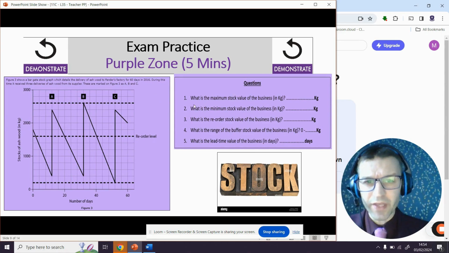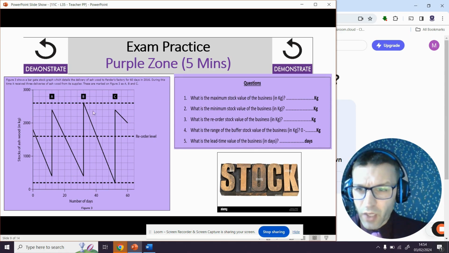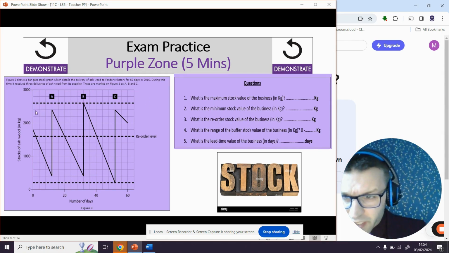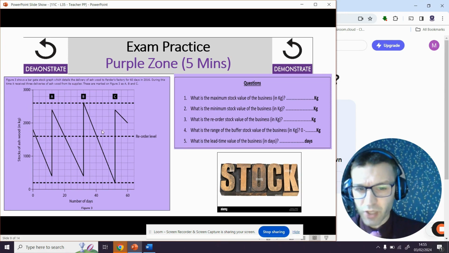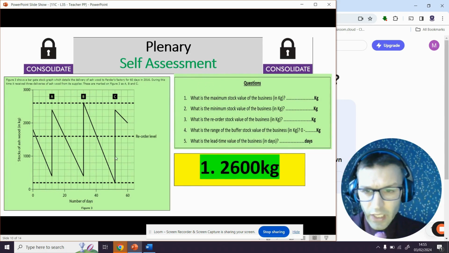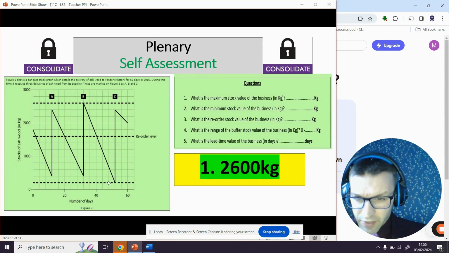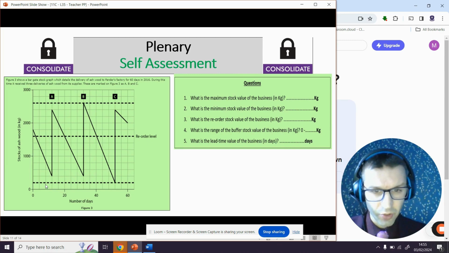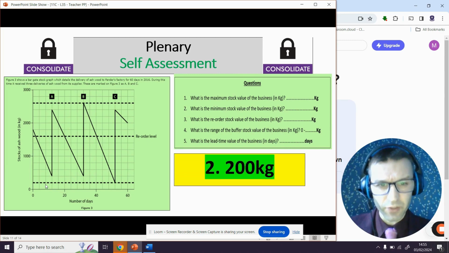So questions around this. What is the maximum stock level? Well, the maximum stock level is this line here. Now, it looks to me as if the squares here are going up in 200s. So we can assume 200, 400, 600. The maximum stock level should be 2,600 kilograms. Okay. Minimum stock level is this line here. This is the lowest amount of stock they will keep. And because it goes up in 200s, we can assume the minimum stock level is 200. Okay, so that's the answer for number 2.